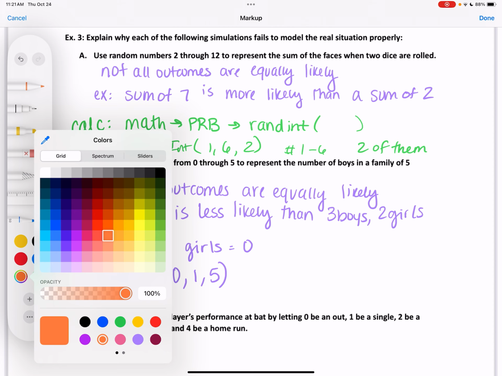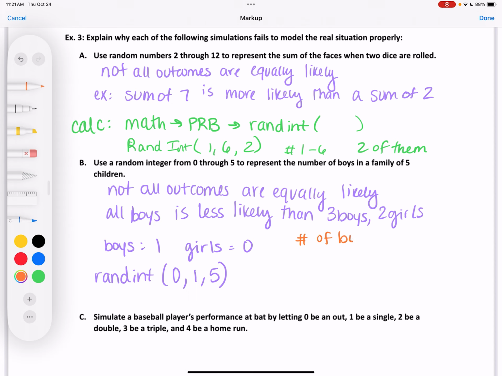So then the number of boys. And you can do this if you want for your own individual, or we can just do it as a collective group. But I'm going to type in my random integer. I'm going to do 0, 1, 5. And when I do that, it's going to produce 5 numbers for me. So boys are 1, that's all I care about. So 1, 2, 3. So I had 3 boys the first time.